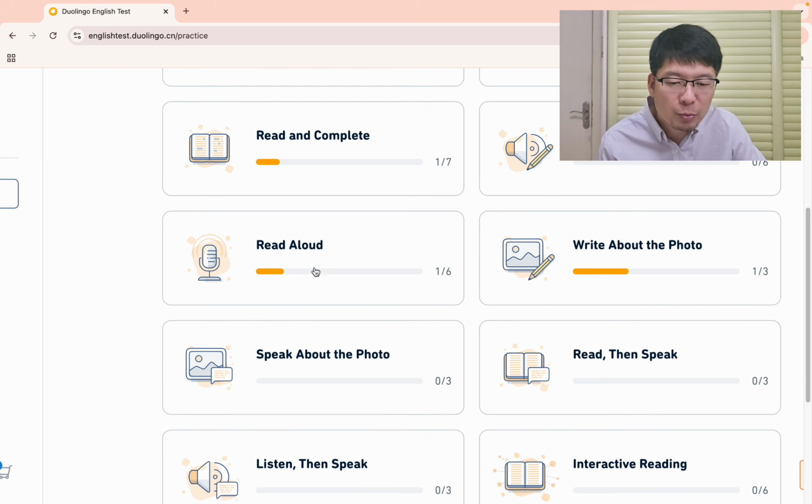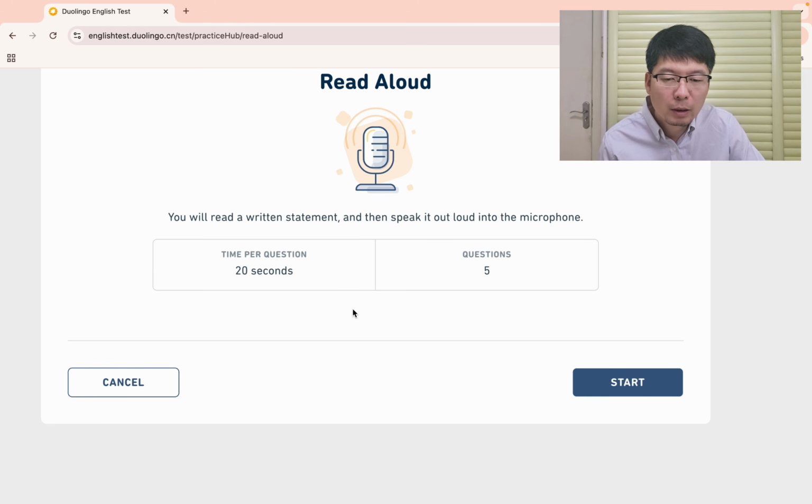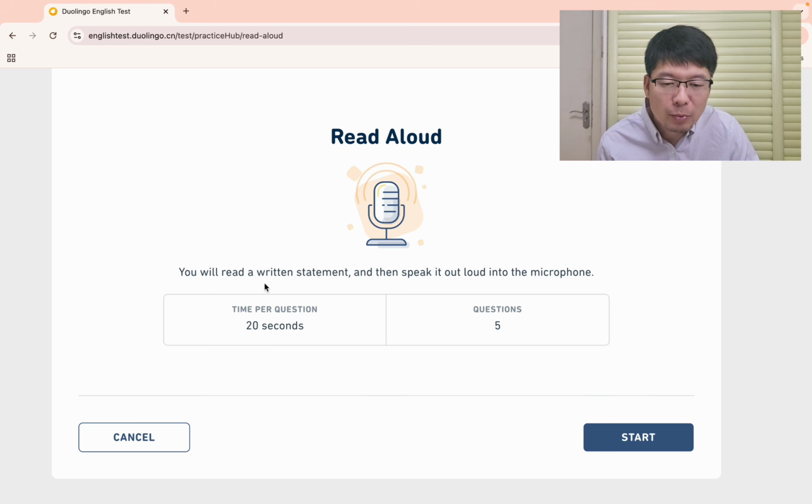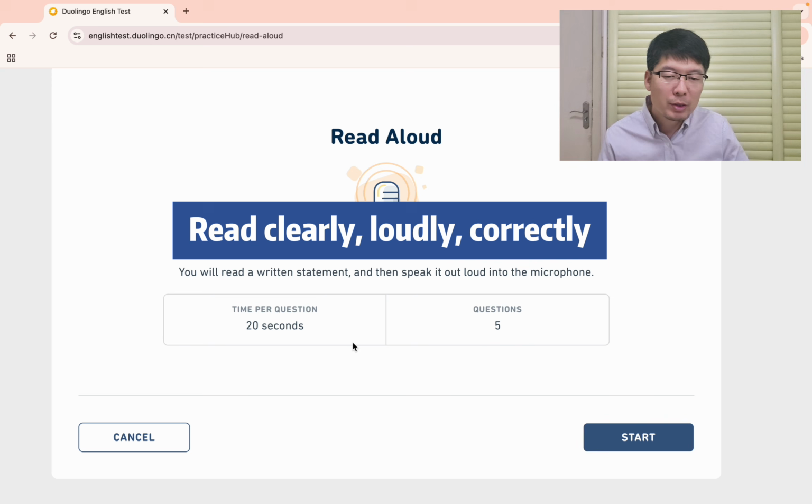Next question type is read aloud. In this section, you will read a written statement and then speak it out loud into the microphone. My tips for this question type are: please try to read the sentence clearly, loudly and correctly.